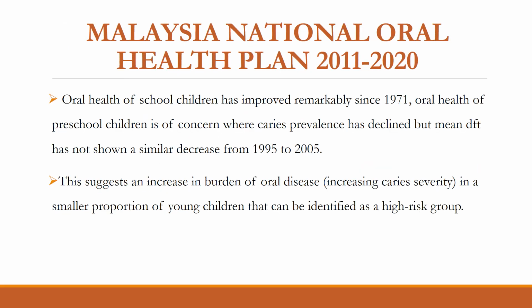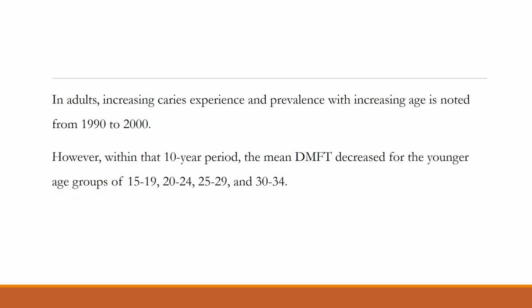Malaysian National Oral Health Plan 2011 to 2020. Oral health of school children has improved remarkably since 1971. Oral health of preschool children is of concern, where caries prevalence has declined but mean DFT has not shown a similar decrease from 1995 to 2005. This suggests an increase in the burden of oral disease, increasing caries severity in a smaller proportion of young children that can be identified as a high risk group.